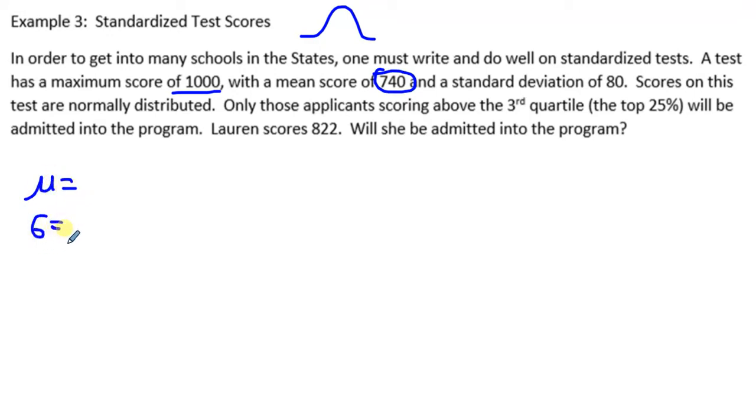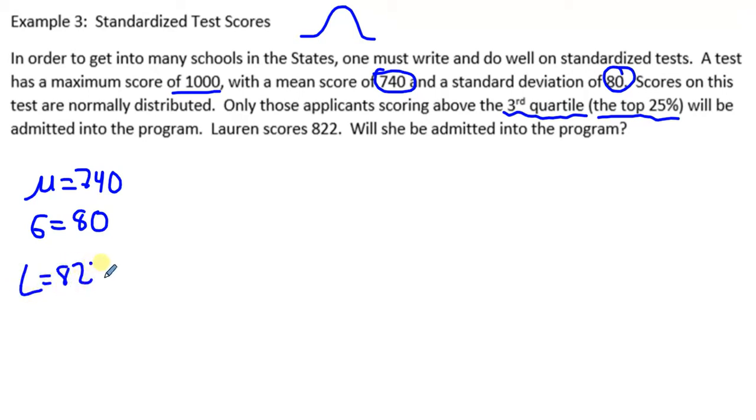So we can write this down. 740, and we have 80. Okay, so scores on this test are normally distributed. Only those applicants scoring above the third quartile, so this is the top 25%, will be admitted into the program. Lauren scores 822. Is she admitted into the program?